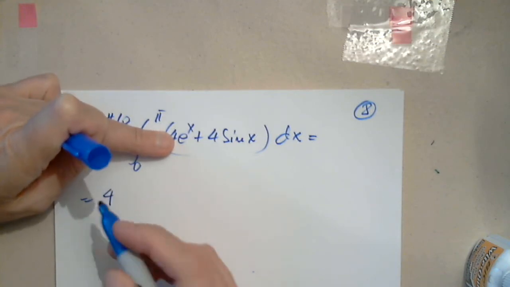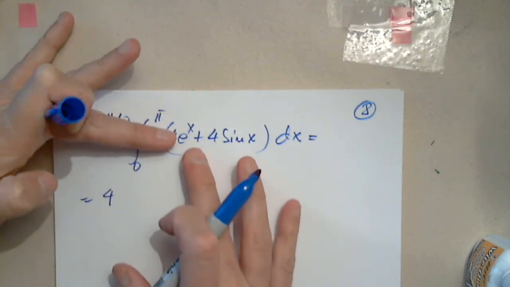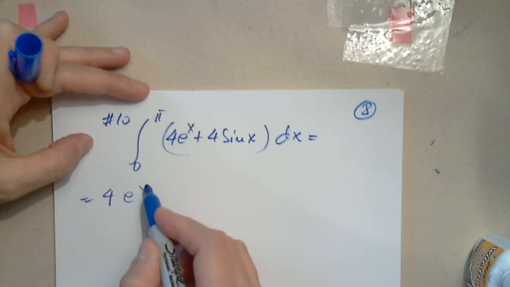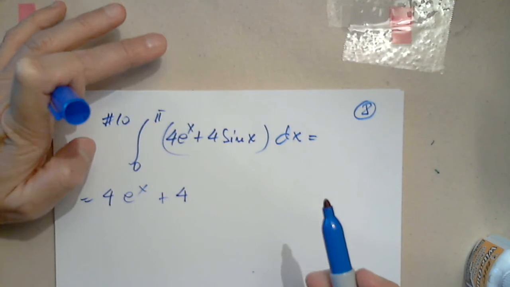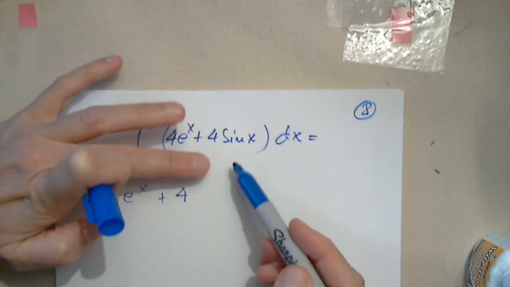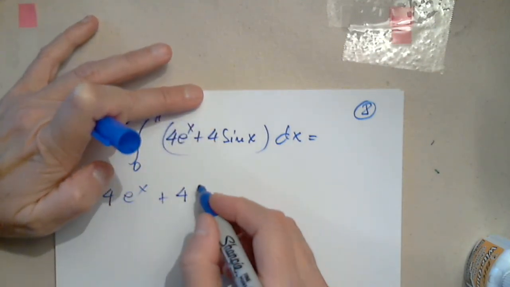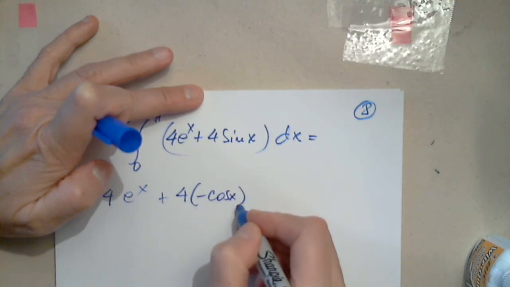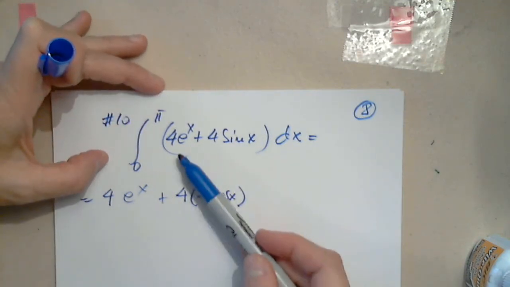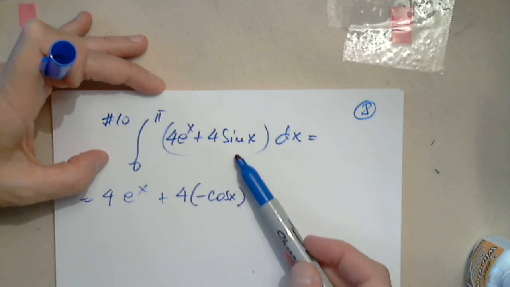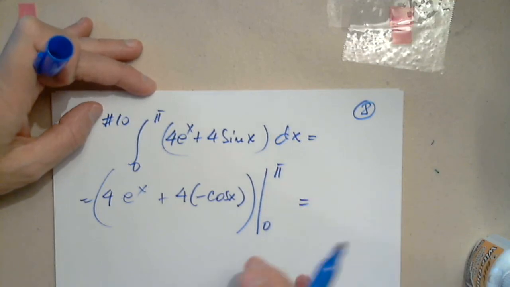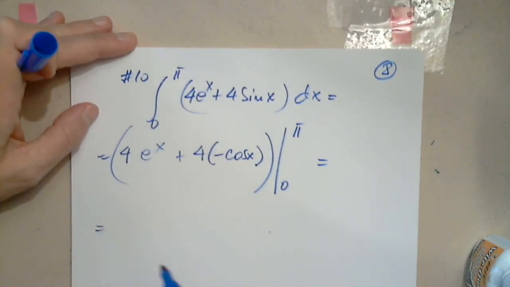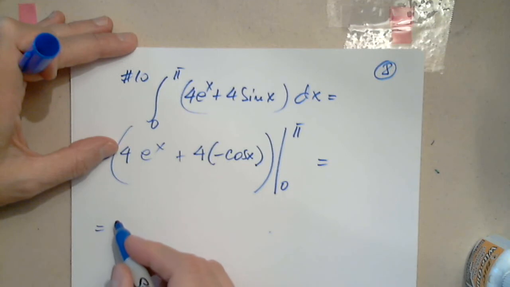Constant outside. And now I'm asking myself which function prime is e to the x. Well, it's e to the x. Plus, the constant doesn't mean anything. It's a factor in there. Which function prime is sine x? It's negative cosine x. So when I differentiate this, I get that. When I differentiate this, I get that. So then now, from 0 to pi. Okay, so I plug in pi. Weird, in a way, but that's it.